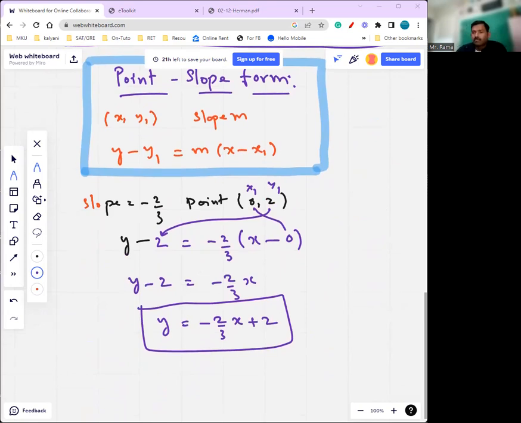There are a couple of ways. Math can be done in many ways, but you follow what you are comfortable with.